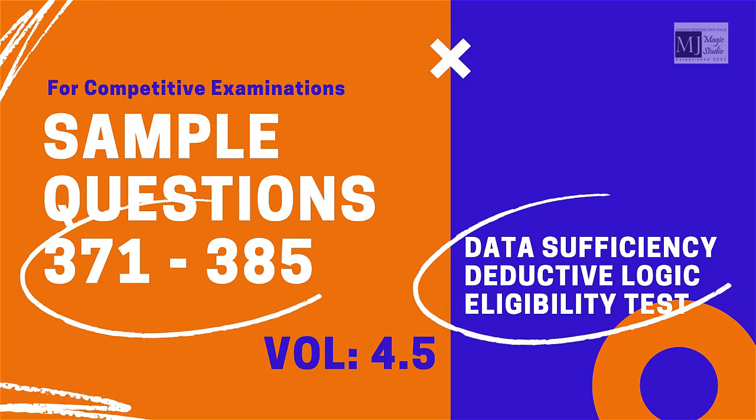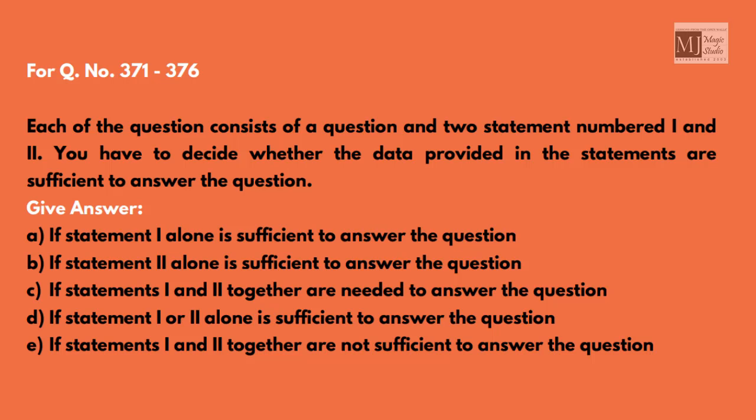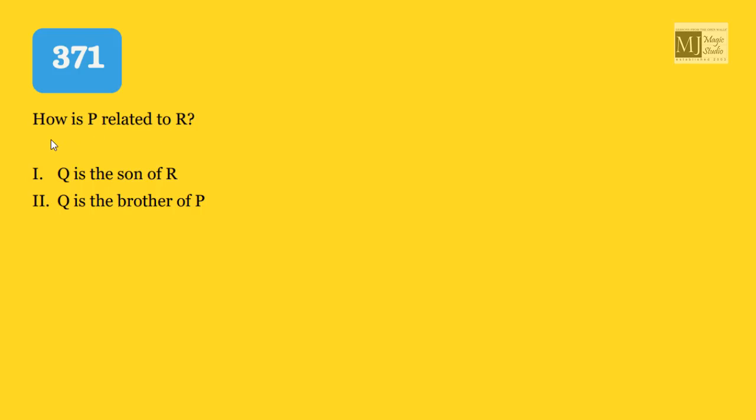We'll do a few questions on data sufficiency, deductive logic and eligibility test. So we have a set of instructions for question number 371 to 376. How is P related to R? This is the question and we need to find the answer to this.